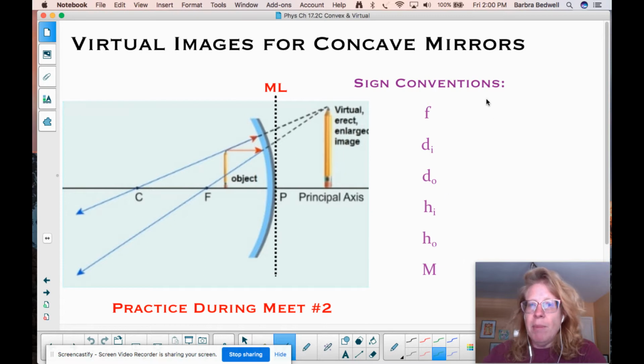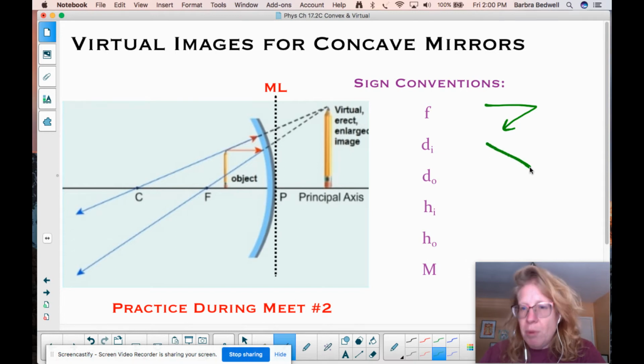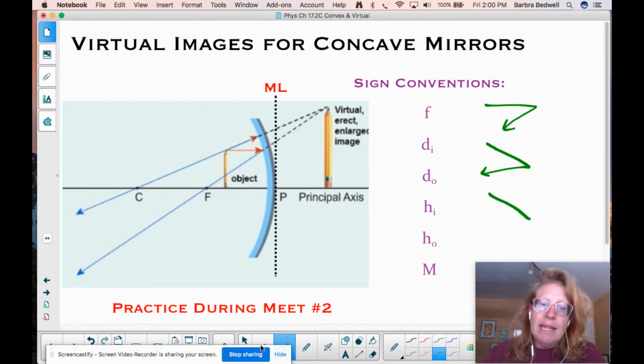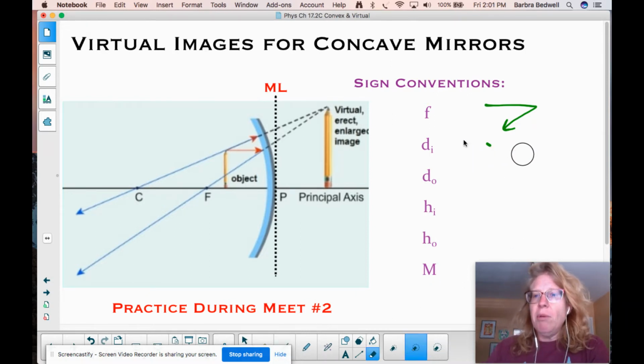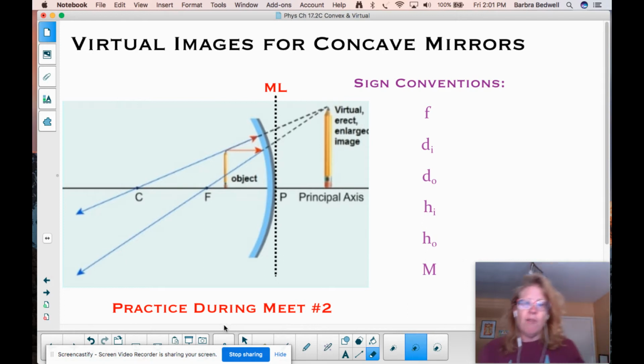Remember, ray number 1 goes in flat and then bounces back through F. Ray number 2 goes through F and then bounces back flat. And ray number 3 is the one that just goes through C. These same rays should be in here. I know this one's only showing 2 of them, but I'll show you where the 3rd one is. We're going to go through that same convention for drawing these.